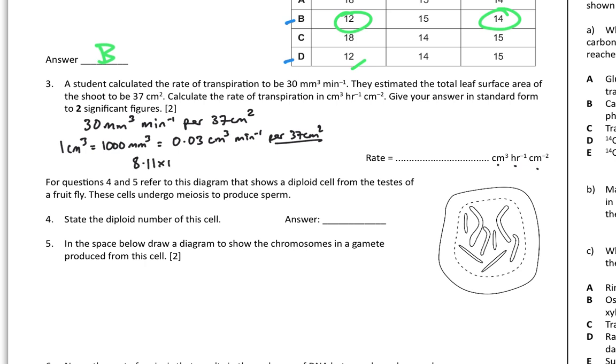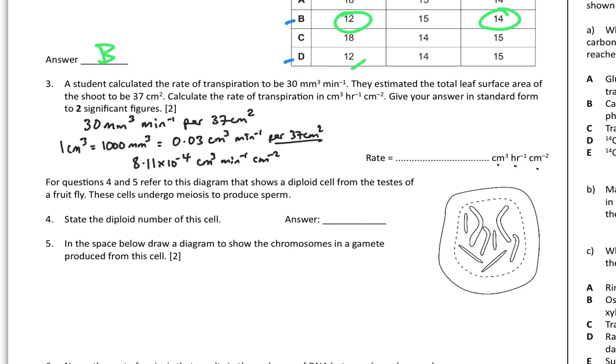So now I've got 8.11 times 10 to the minus 4. And now I'm in centimeters cubed per minute per centimeter squared. That's good. So now I've just got to get it into an hour. So in a minute it loses that much water, so it'll lose more water in an hour. How many minutes in an hour? It's 60. So multiply by 60.